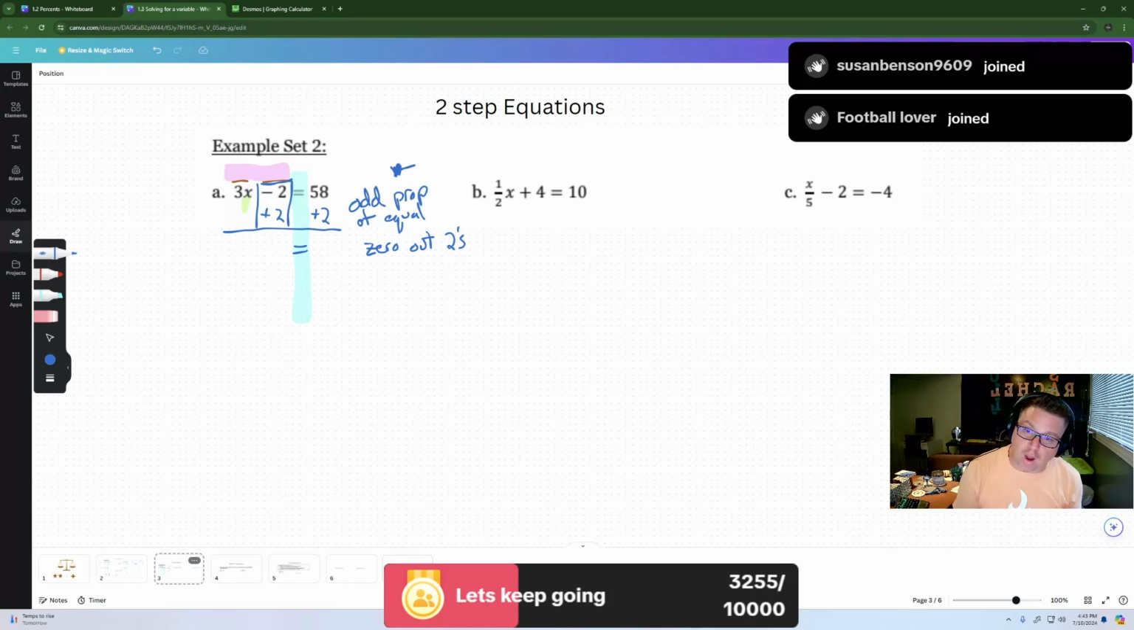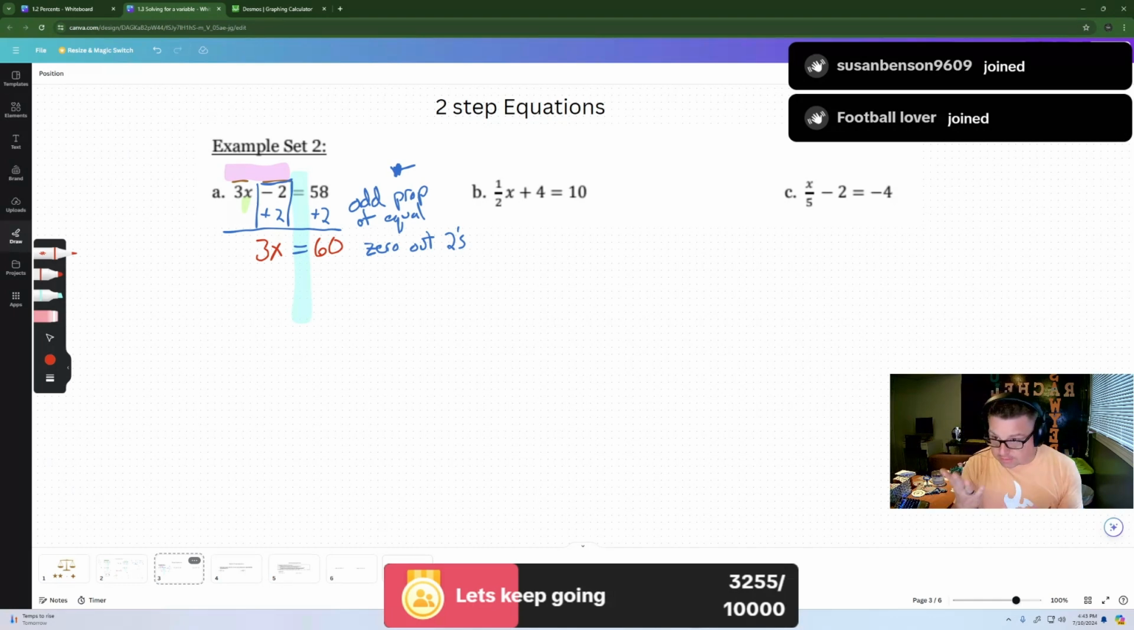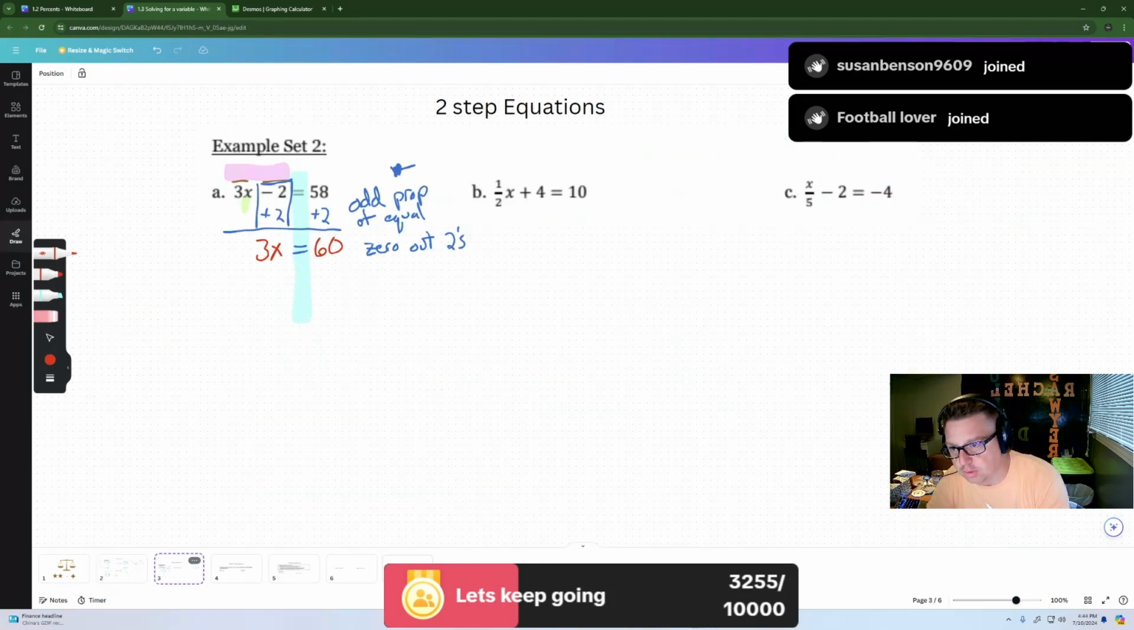Understanding why you're doing something is the most important thing in your math career. All right, so these zero out. I'm still left with a 3x. And then I have 58 plus 2, which will get me to 60. Okay, so I have 3x. Well, let's backtrack a little bit. Didn't we have something similar? Oh yeah, we had negative 3x. Well, what was in between that 3 and that x that we talked about? Oh, it was multiplication. So there's multiplication in between these two.